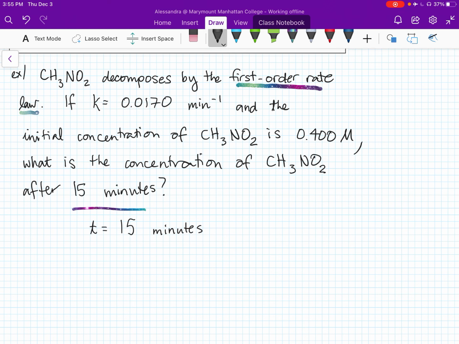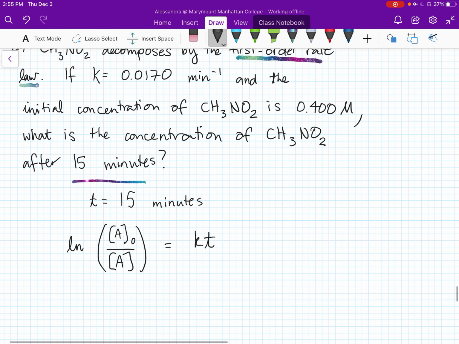Now, the rate law that we want to use is the first order rate law. This is just a form of it, just rearranged using the law of logs. You can use any form of it you want, as long as you do the algebra consistently. So the natural log of the initial concentration over the concentration at time t is equal to kt. I know the initial concentration. It was given to me in the problem. It was 0.4, so 0.400.